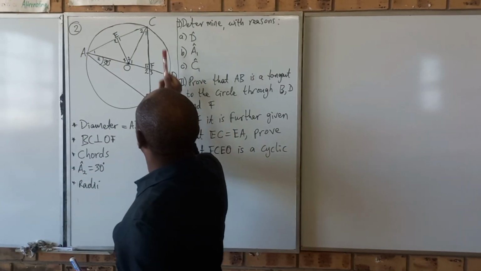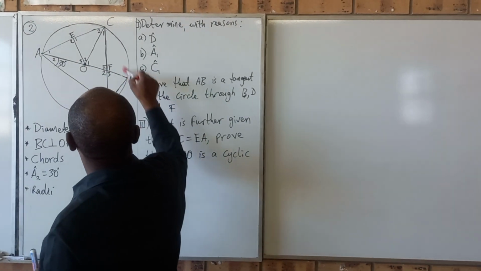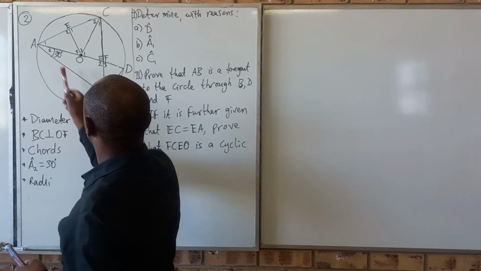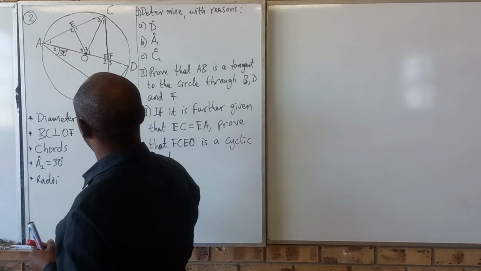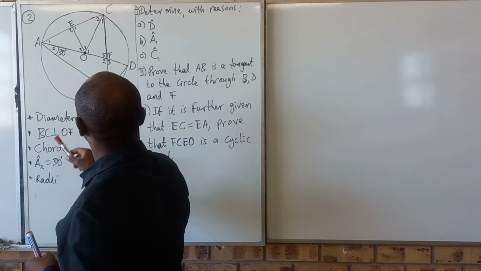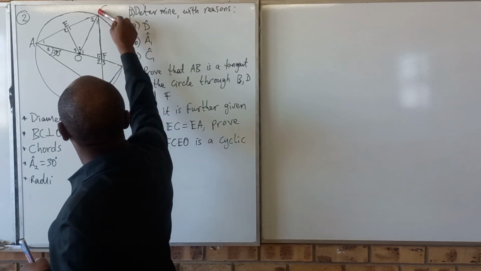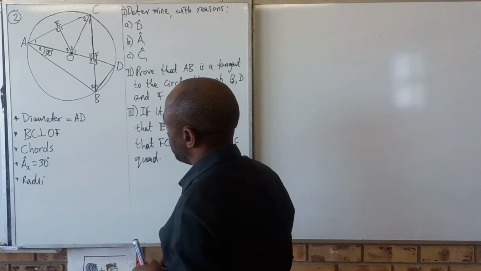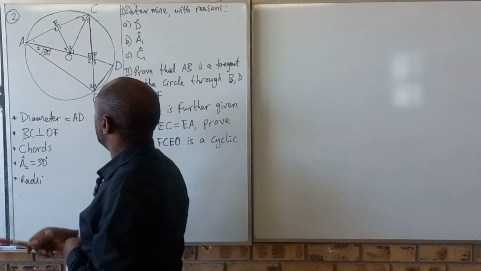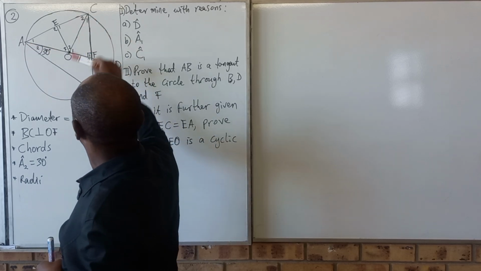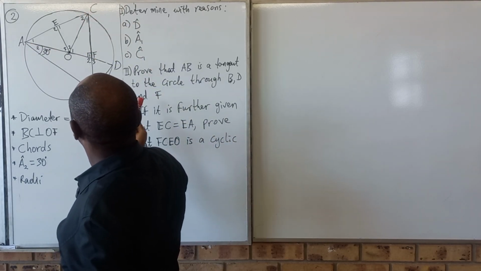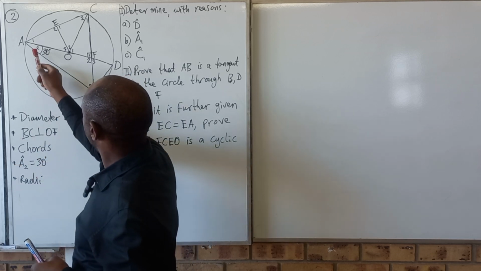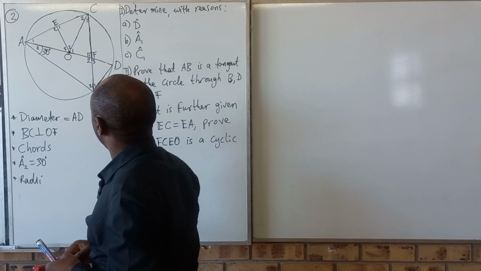We've got another circle with A, B, T, C on the circumference. The information I picked from there is that AT is the diameter, it's clearly indicated. Then BC is perpendicular to OF. You can see the angle 90 indicated there at F1. Then you see a lot of chords involved. AB is a chord, AC is a chord, BC is a chord. Even BD is a chord. Then A2 is given to us as 30. Then we've got a lot of radii.